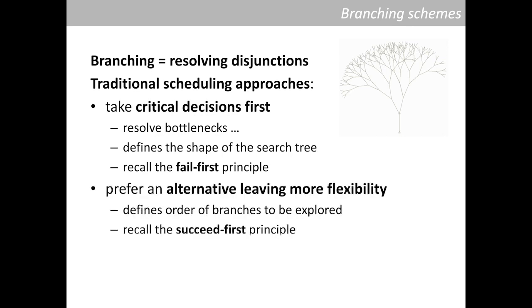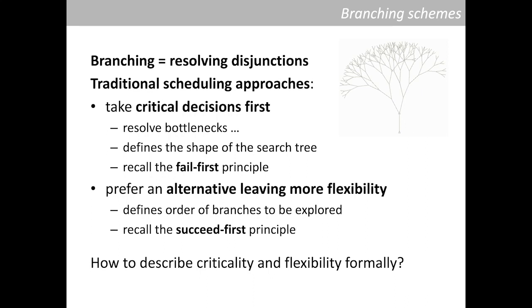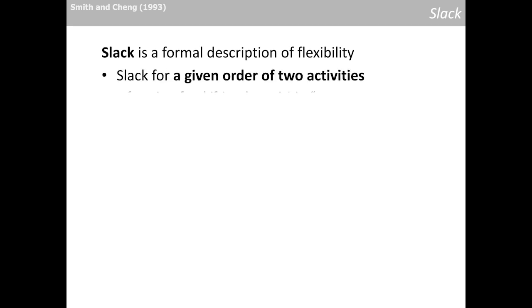So let's now focus on this. The idea is that when we select the critical resource and we have options, we should go in the direction that gives us more flexibility. So this is again the principle that is used in constraint programming as a succeed first principle. Now the question is how we can describe these notions of criticality and flexibility more formally. And this is where the notion of slack is used. So slack is a formal description of flexibility of the schedule.